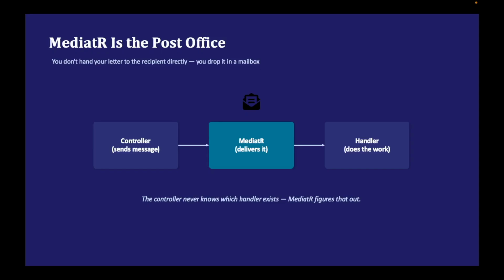Mediator is nothing but, take a real-time example, the post office. You just drop a mail in the mailbox. You're not going to hand it over to the recipient, right? There's a postman who takes care of where it has to reach, to the particular destination. Similarly, the controller sends the message to the mediator. That's it. The mediator delivers it to the handler. The handler will take care of that particular job. That's how the mediator pattern works.